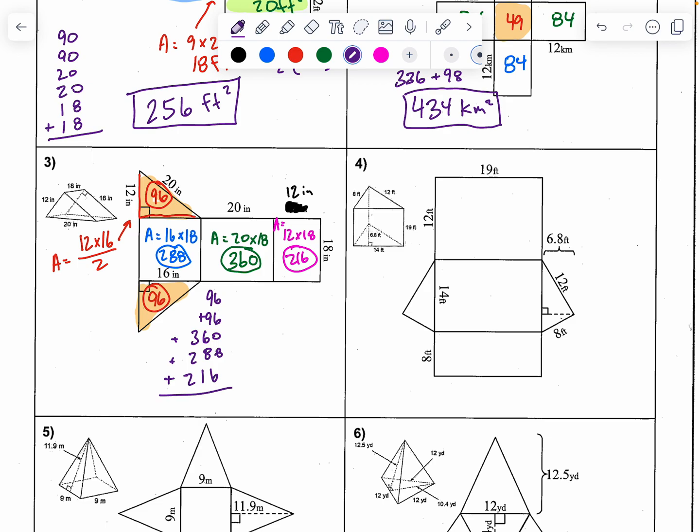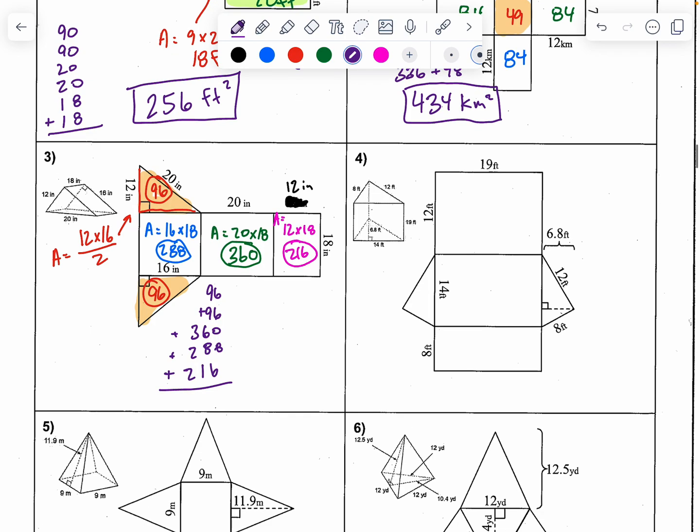All right, calculator time. 96 times 2. That's 192. Plus 360. Plus 288. Plus 216. 1056, I believe, is the answer. That sounds about right. So 1056 is not the complete answer because we have to include our units, which is square inches or inches squared. Let's do number 4.